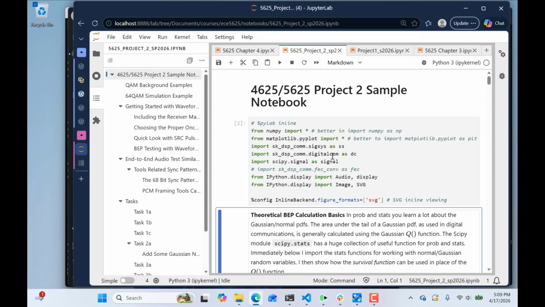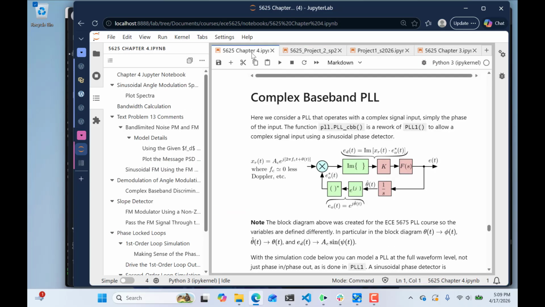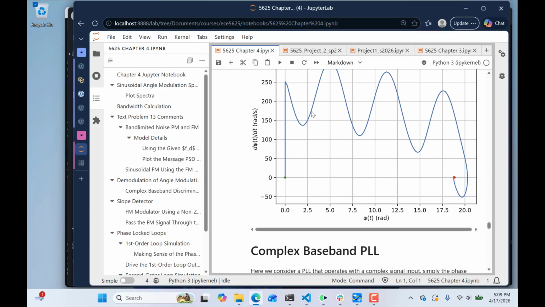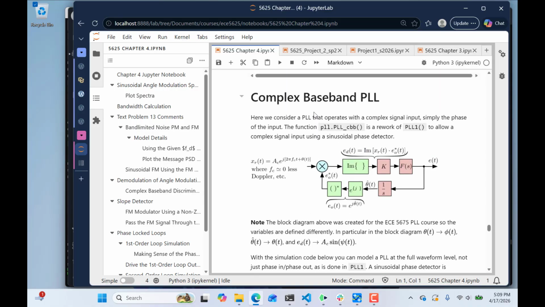It's right over here. So we're going to look in Chapter 4. There's a section in there after the second order phase lock loop we were looking at on Tuesday. This picture is omitted, and it's now in the zip package. It's just this picture, so you're seeing it right here. It's a block diagram of the complex baseband phase lock loop.